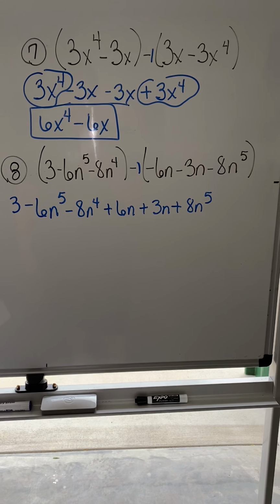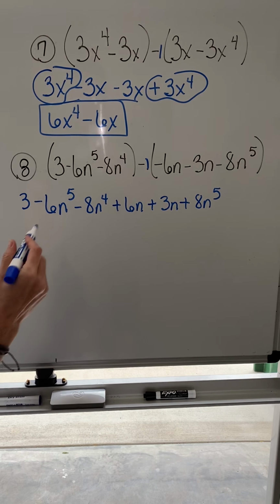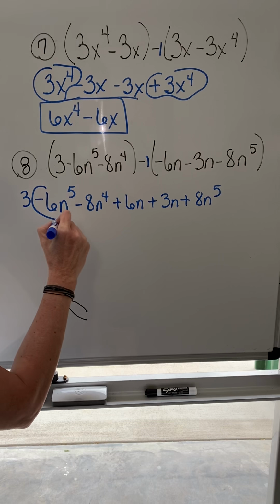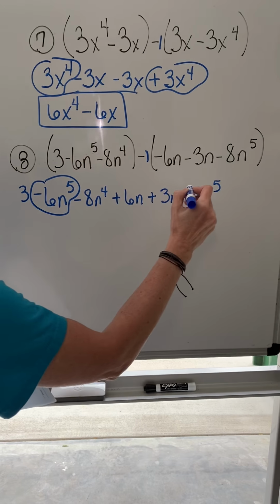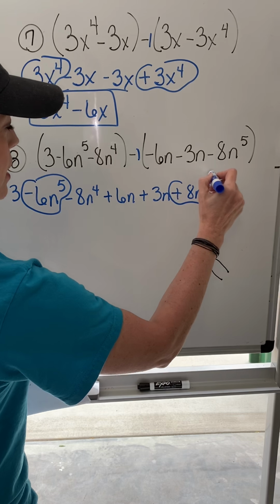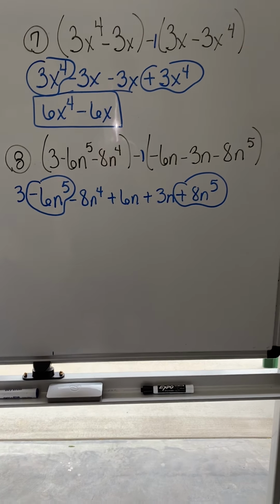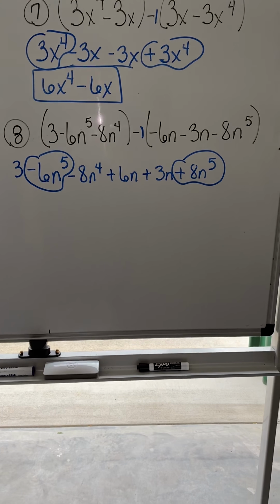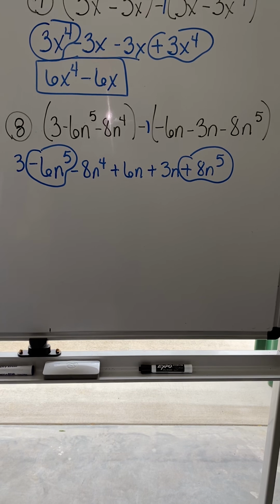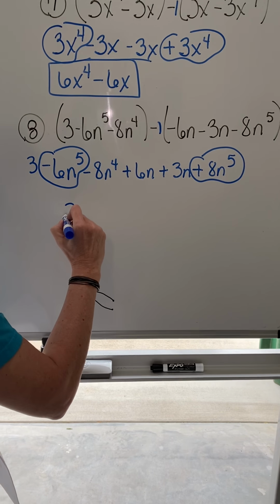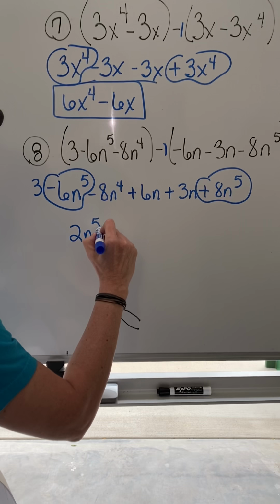So the first thing I'm going to look for is my biggest exponent, which looks like it's going to be to the 5th power. So that's going to be this term combined with that term right there. So when you have a negative 6n to the 5th plus 8n to the 5th, that is going to give you a positive 2n to the 5th.